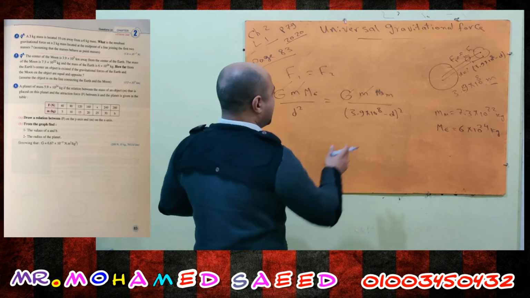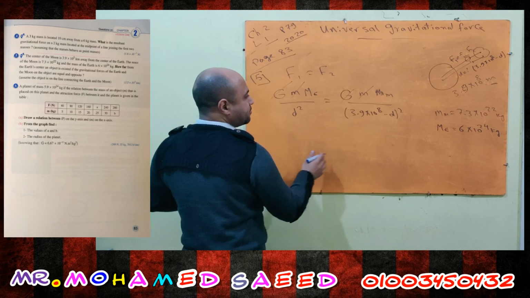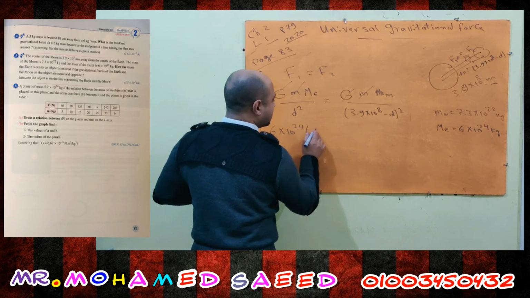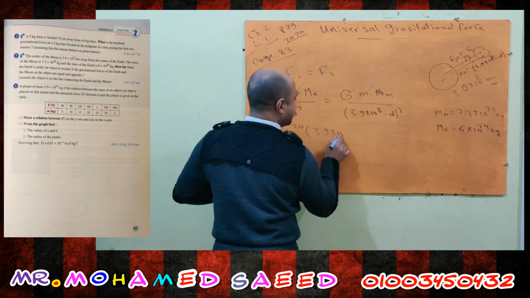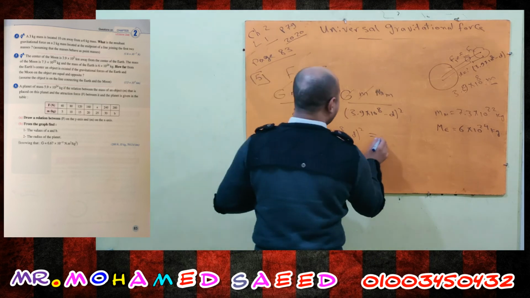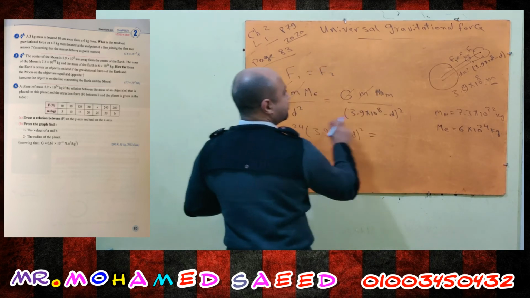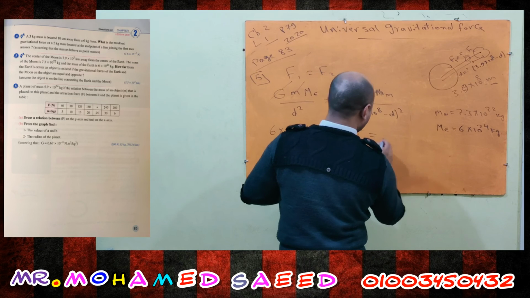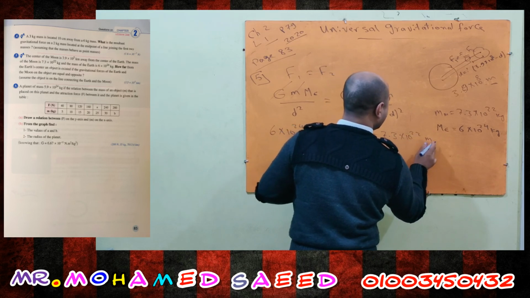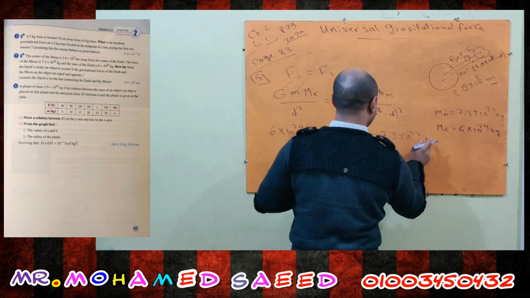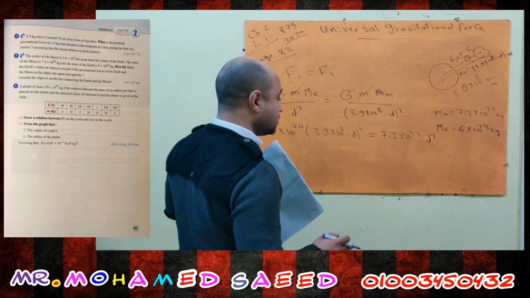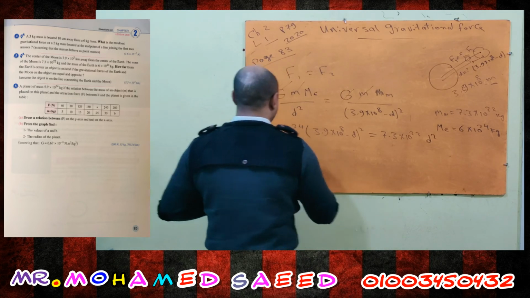Mass of the Earth, 6 times 10 to the power 24, multiplied by 3.9 times 10 to the power 8 minus D over power 2, equals mass of the moon, 7.3 times 10 to the power 22, times D square. تمام؟ Square root to the two sides.